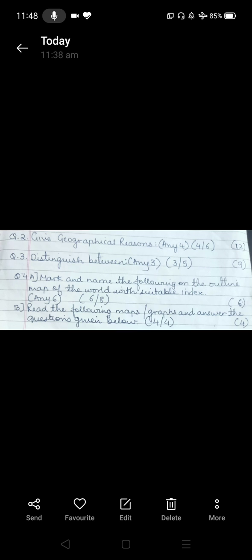Question 3. Distinguish between any 3. You will be given 5 distinguish questions. You will attempt any 3. And it is for how many marks, students? 9 marks total. So each distinguish is for how much? 3 marks each.